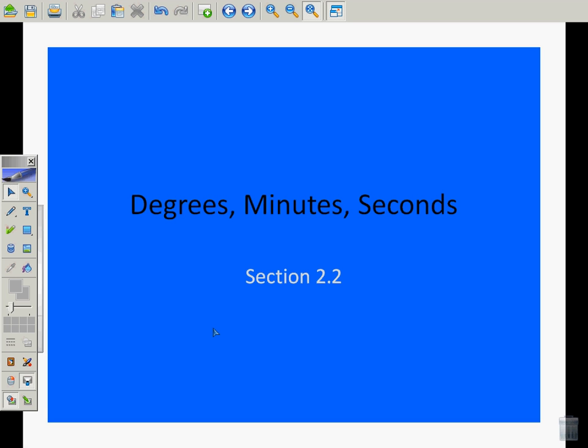All right, today's lesson is on degrees, minutes, and seconds and how we use those to talk about various things in trigonometry. So this is section 2.2, degrees, minutes, and seconds.